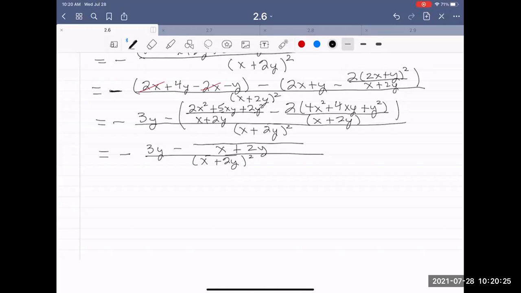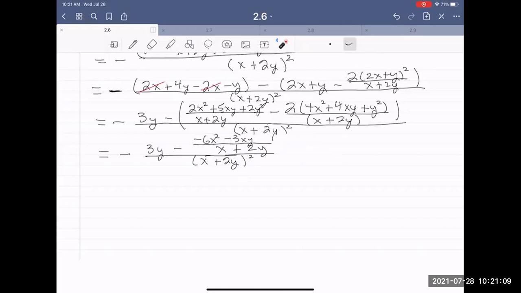Okay, so I have here 2x squared minus 8x squared. So that's a minus 6x squared. I have here 5xy minus 8xy. So that's a minus 3xy. And I have here 2y squared minus 2y squared. So those cancel. So actually, I don't have anything else remaining here.